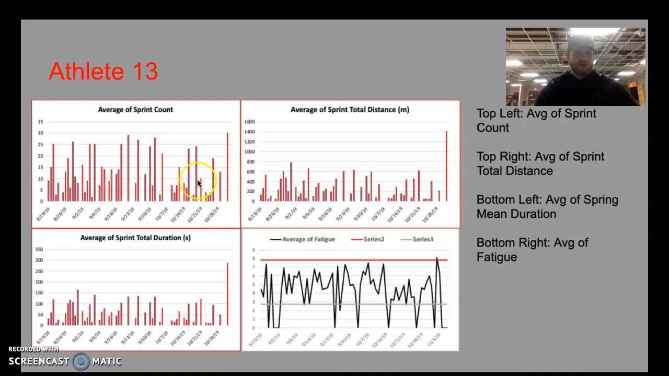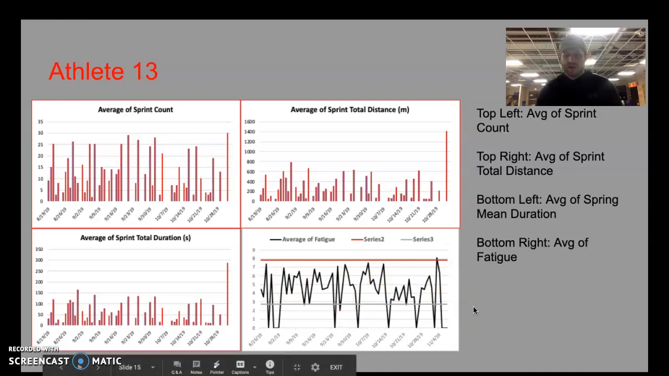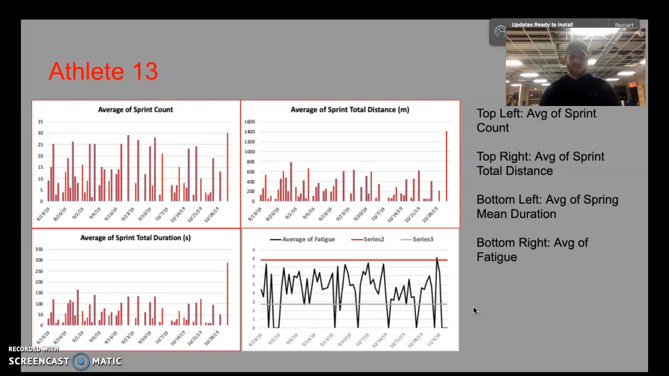So right here, they are doing a lot more sprinting than they have. When it comes to the count, right here, 30 and 1,400 meters over 280 seconds. And it's not surprising that they're hitting their highest fatigue at this point. So this athlete could become injured at the end of the season, meaning, again, they may not be ready for playoffs. They might get hurt or they might be overworked.